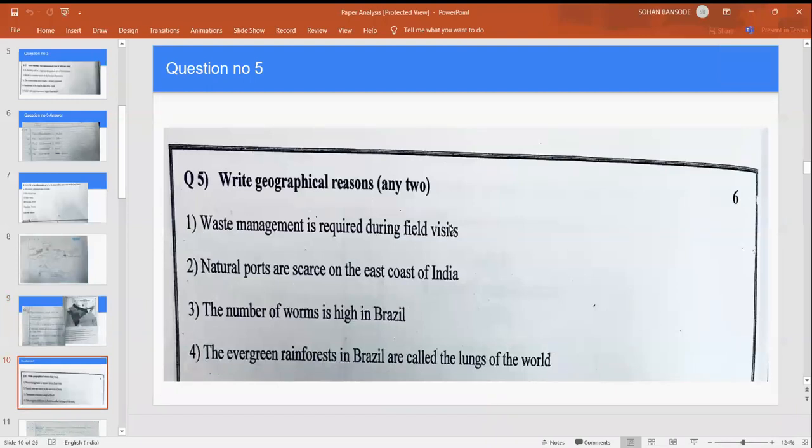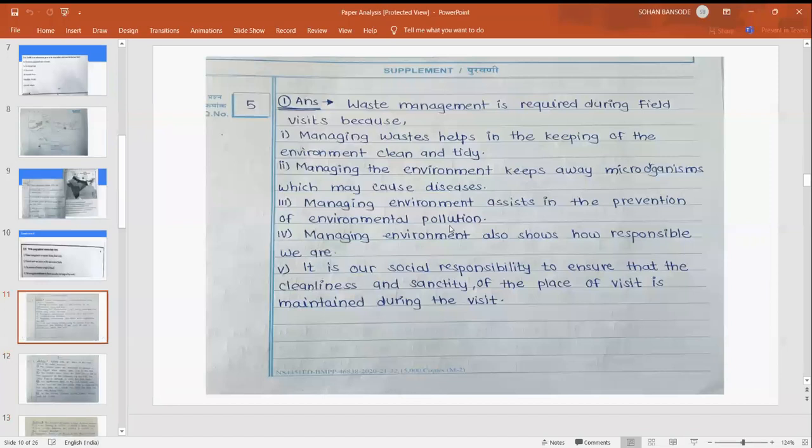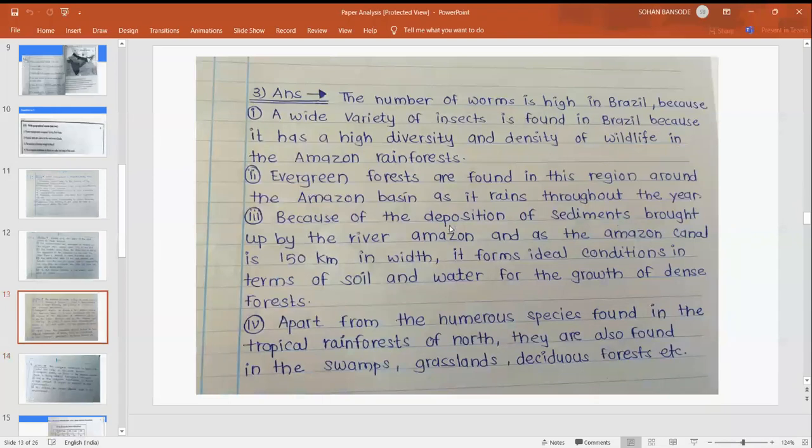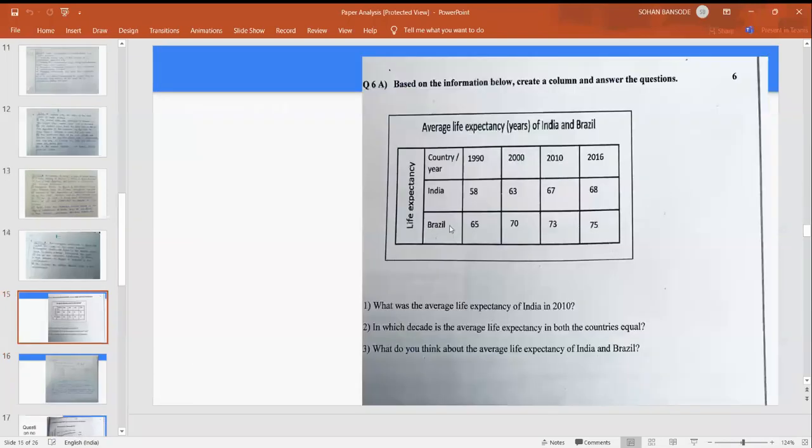Question number 5. Answer 1. Answer for the second question. This is the third question. This is the fourth one. Okay. This is question number 6A. Again here, the graph or the pie charts or the tables are asked of you. In the first half, you have to draw the graph or the pie chart or the tables, and 3 marks will be for that only. And after that, 3 marks are given for the questions and the answers.